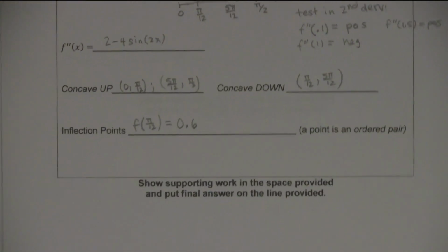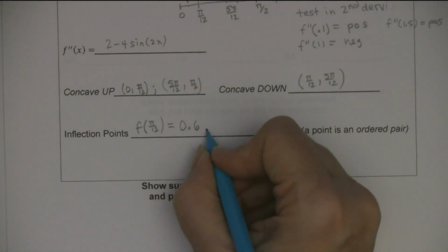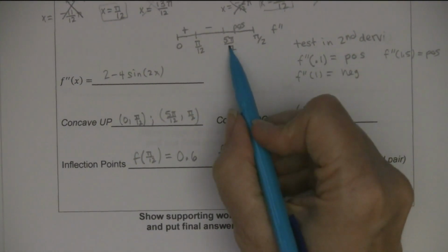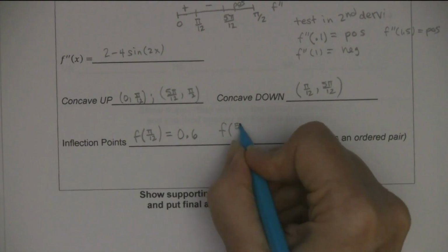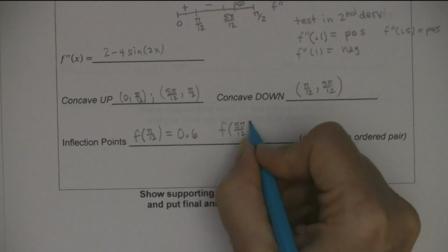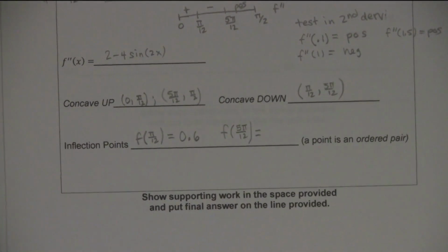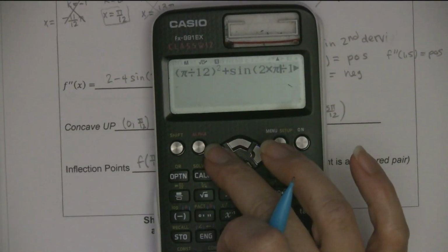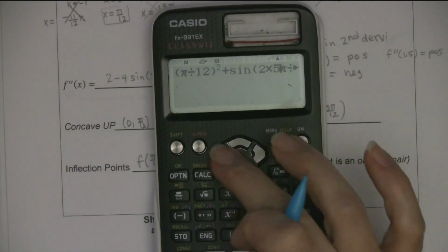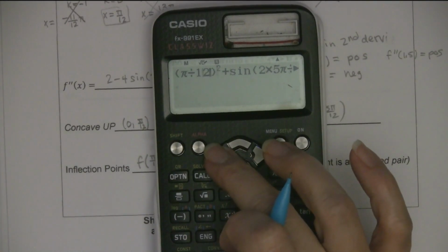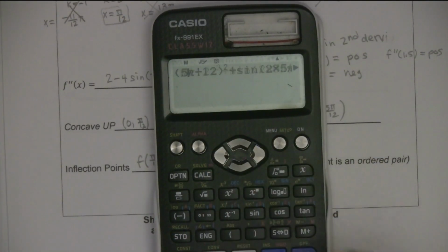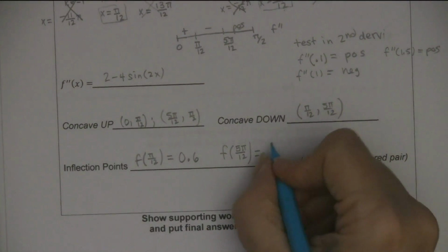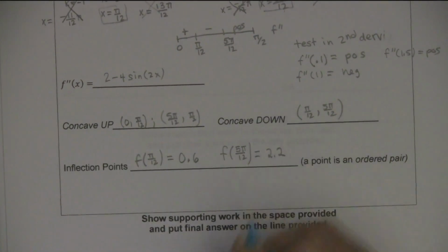And then my other inflection value was f at 5 pi over 12. So all I have to do is come in here where I put pi and put a 5 before it, right? 5 pi over 12, and that's 2.2, right? And they said to the tenth, so 2.2.